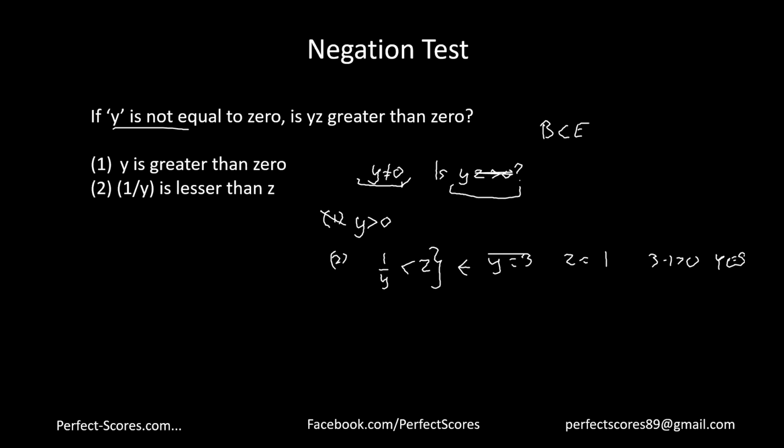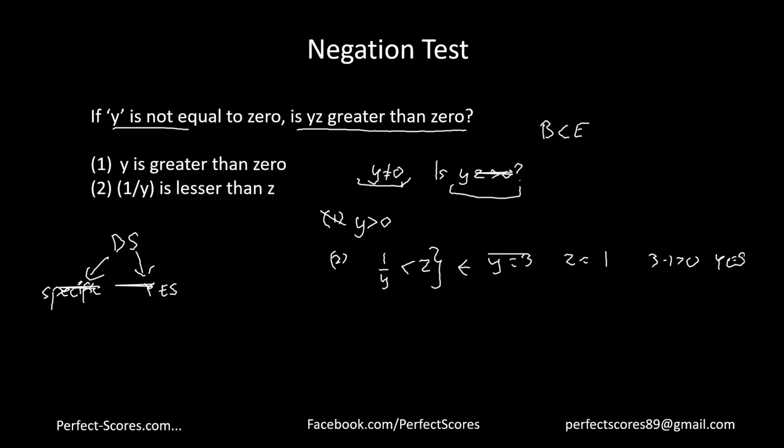Once you get a yes, to make this statement insufficient, you need to have a no. This is a particular type of data sufficiency problem: a yes-no data sufficiency problem. Even in data sufficiency, you have two types of questions. Questions which ask you for specific answers, that is, what is the value of x? And then there are other questions which ask you yes or no: is x greater than 0? Is x less than 0? They have only two answers, yes or no.